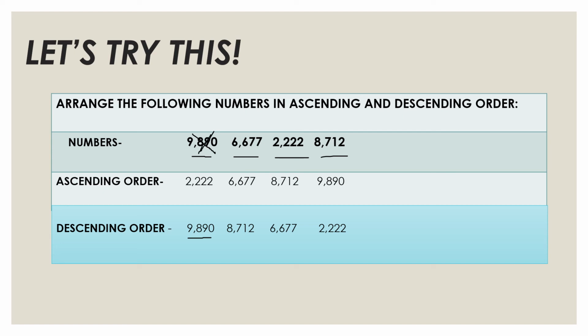Now, out of these three numbers, which is the greatest number? Well, it is 8,712. Cross it out over here and we put it over here. Now, out of these two numbers, which is the greater number out of these two? It is 6,677. We put it over here and we put a cross over here. Now, as you can see, by default, we are left with this number 2,222, which also happens to be our smallest number amongst all these numbers. So this is how we have arranged it in descending order.